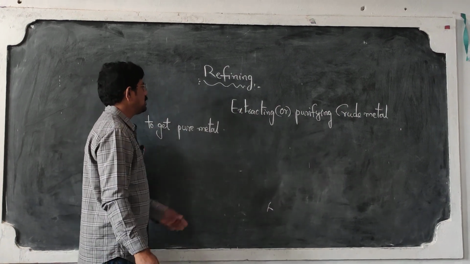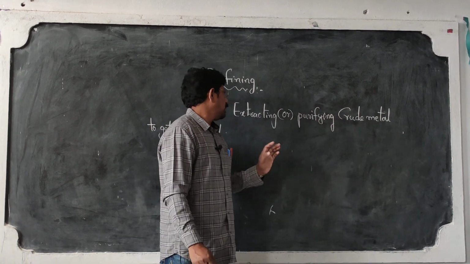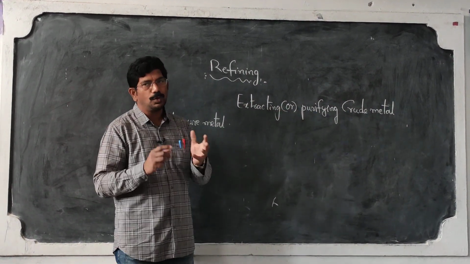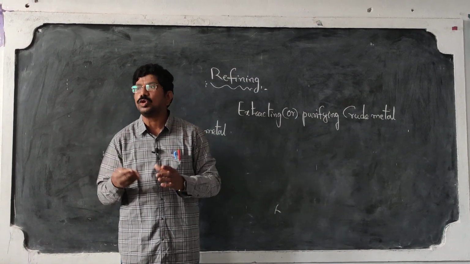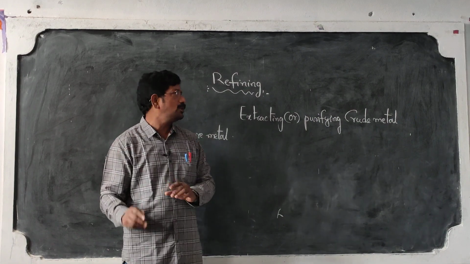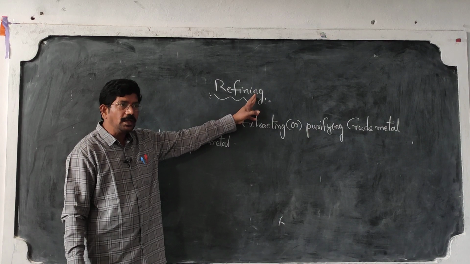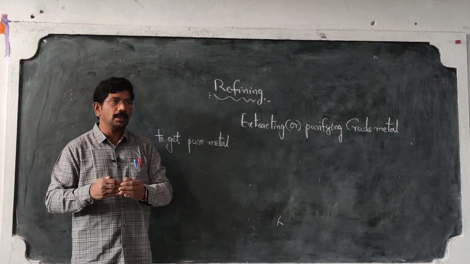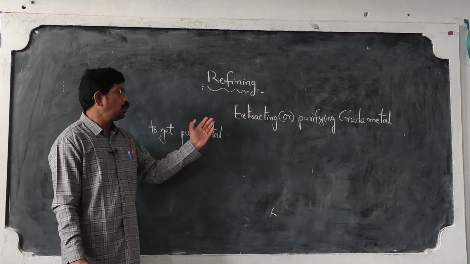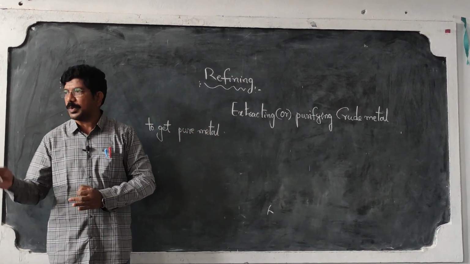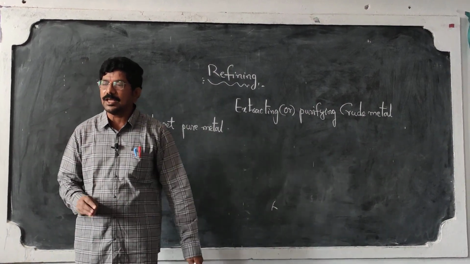In our previous class we studied how to get the crude metal. That crude metal also has some impurities, so elimination of those impurities from the crude metal is what we call refining. Refine means to get the 100% pure metal. To eliminate all the micro impurities present in the metal is nothing but refining. Are you clear?